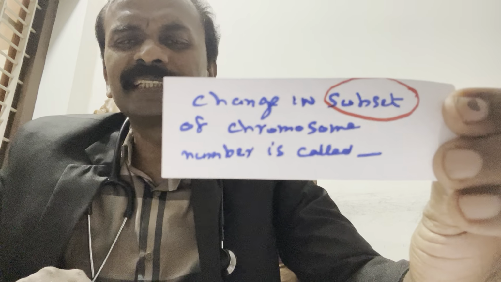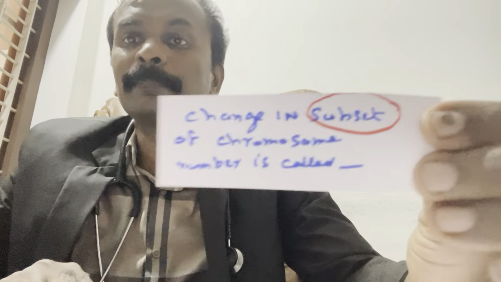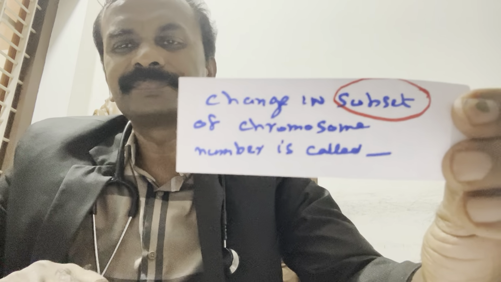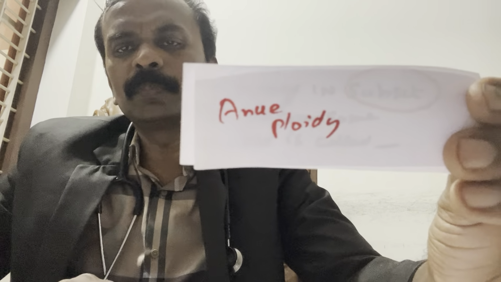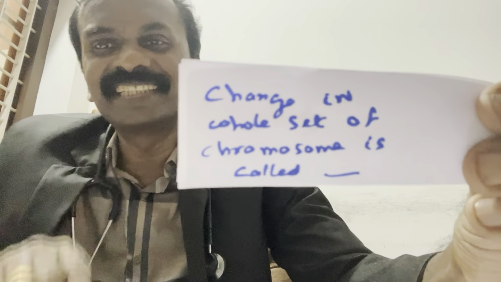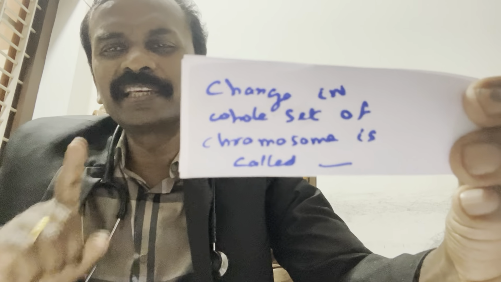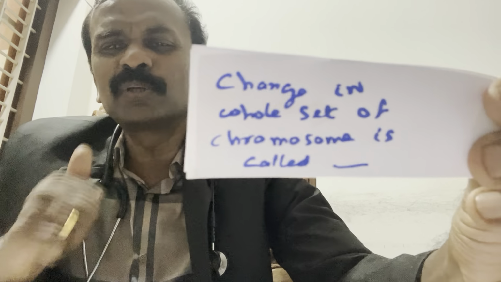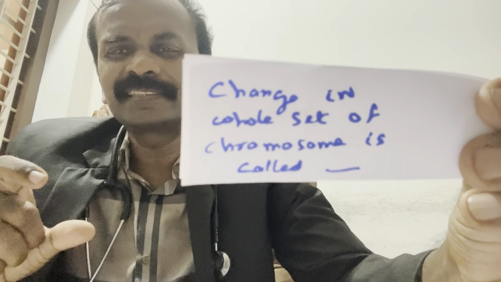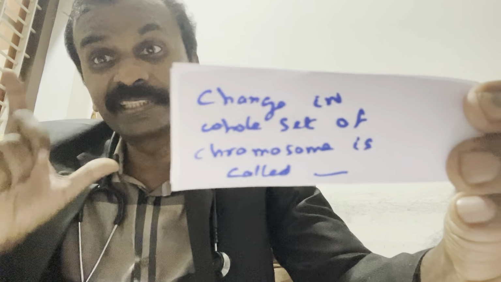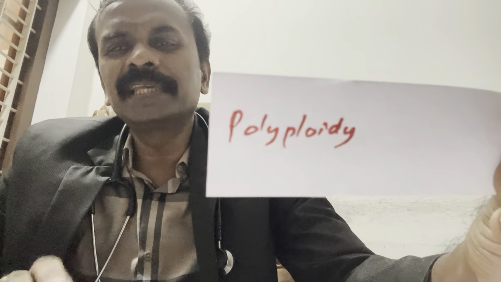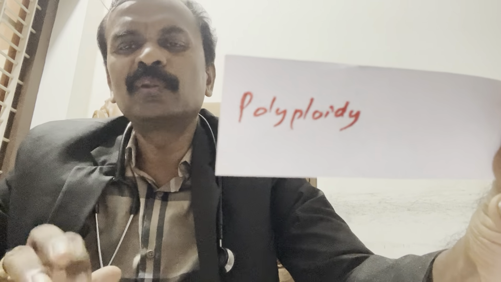Change in the subset of chromosome number is called aneuploidy. But changing the whole set of chromosomes is called what? Subset, aneuploidy. Whole set, polyploidy. POLY.